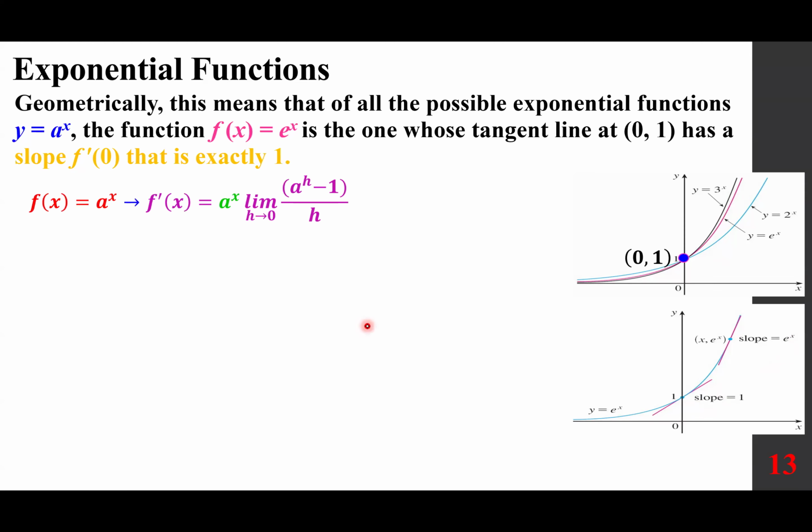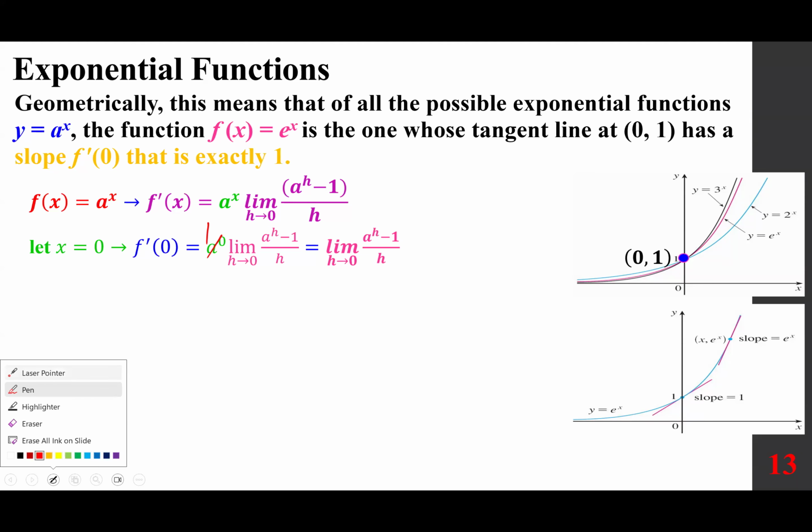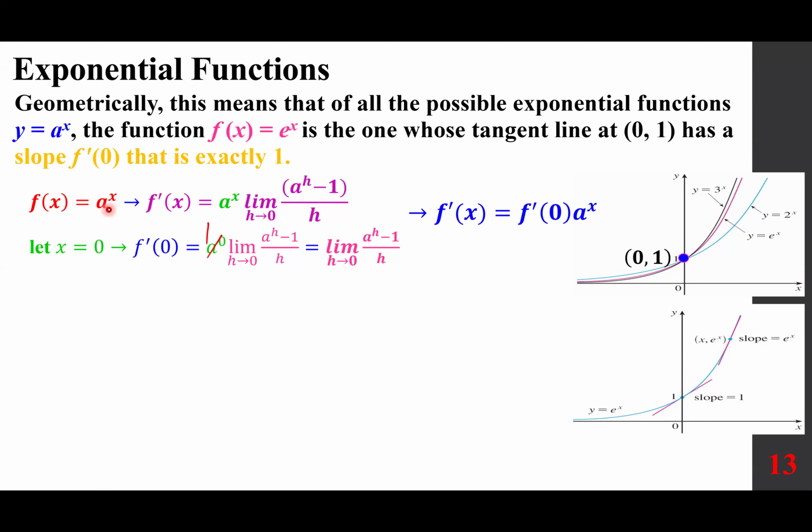So here's how we approach it. If f of x is this and f prime is this, we're going to replace the x with 0 and see what happens. So f prime becomes f prime of 0. It becomes 8 to the power of 0, which is 1. And you get the limit of 8 to the power of h minus 1 over h as h approaches 0. Now, if instead of 8 to the power of x, we have e to the power of x, in general f prime becomes f prime of 0 times 8 to the power of x. That's the relationship.